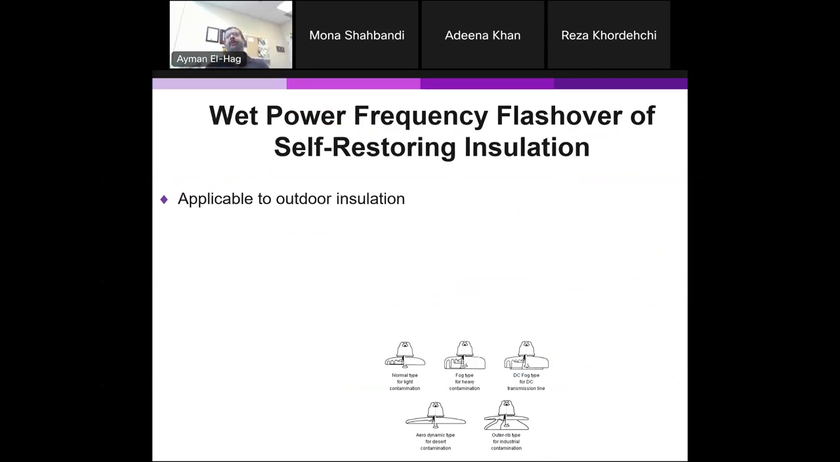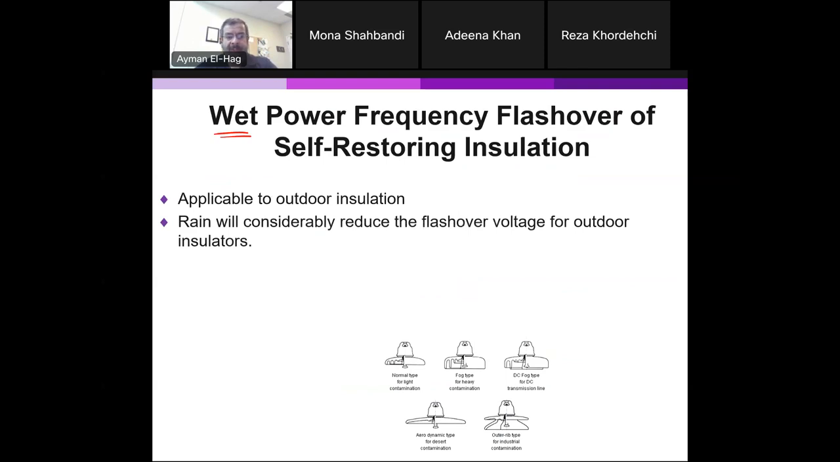Because insulators are in outdoor conditions, they are subject to contaminations. We will talk later about dry-band arcing and how it happens. But because they are in outdoor conditions, we have to test them under wet power frequency as well.